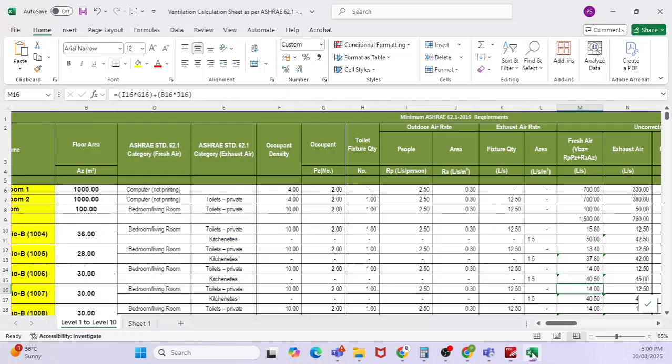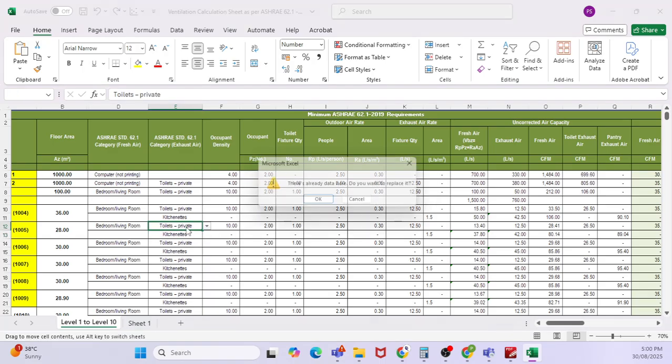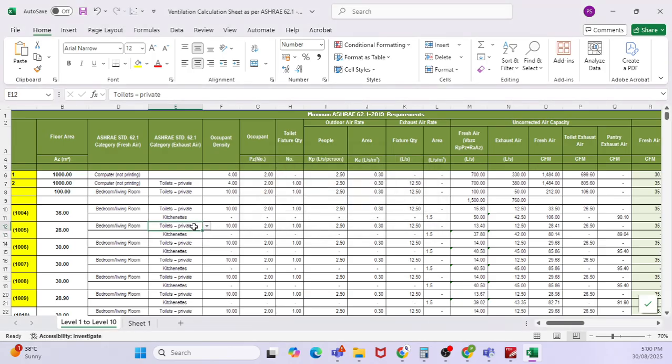Say for example, if I have more kitchens here, that means I have more exhaust. Say I have only 5 bedrooms, but I have 10 kitchens and 10 toilets. What will happen? I have more exhaust and lesser fresh air. So it doesn't mean that always fresh air should be higher, and it doesn't mean that always exhaust air should be higher. No, it's not like that. It depends upon the application.